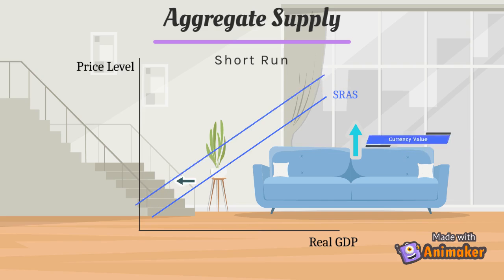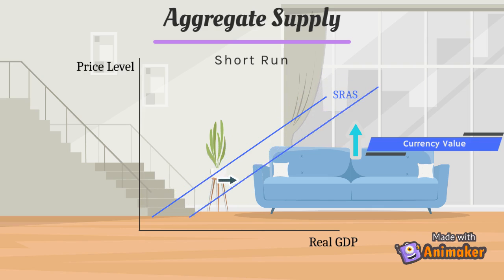Finally, changes in the value of a nation's currency in the foreign exchange market will shift SRAS. When a country's currency has a strong valuation, imports will be relatively cheaper and thus foreign resource prices will be lower, shifting SRAS to the right. The opposite applies when a country's currency has a weak valuation, as foreign resources will be relatively more expensive, causing a leftward shift.